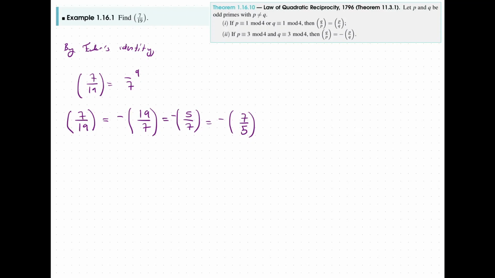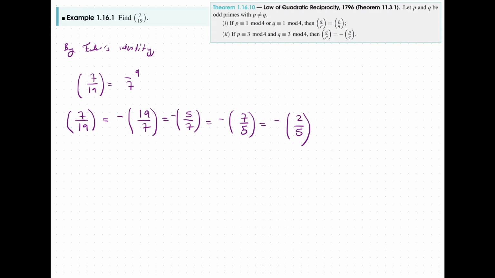But now 7 on 5, 7 is congruent to 2 mod 5, and so we have that this here is going to be equal to the negative of the Legendre symbol 2 on 5. And so we are reduced to asking, is 2 a perfect square modulo 5? And so then we can go through and check. 2 is not, so we will have to go, 2 squared is 4, 3 squared is 9, which is 4, and that's it. 4 squared is 16, which gives us back 1.